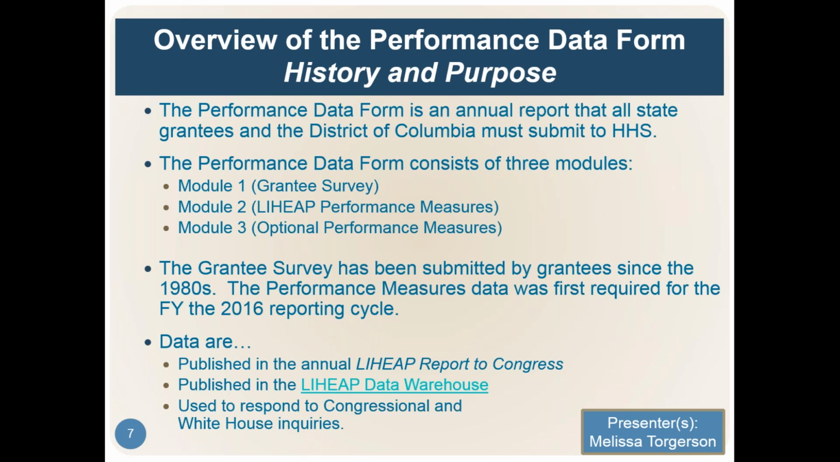The whole form consists of 3 modules: the Grantee Survey, Module 2, which is LIHEAP performance measures, and Module 3, which is optional performance measures. For those of you who have been around a while, we've been submitting the Grantee Survey since the 1980s. The performance measures data in modules 2 and 3 was first required for the 2016 reporting cycle. Data that you submit in this form are published in the LIHEAP report to Congress.